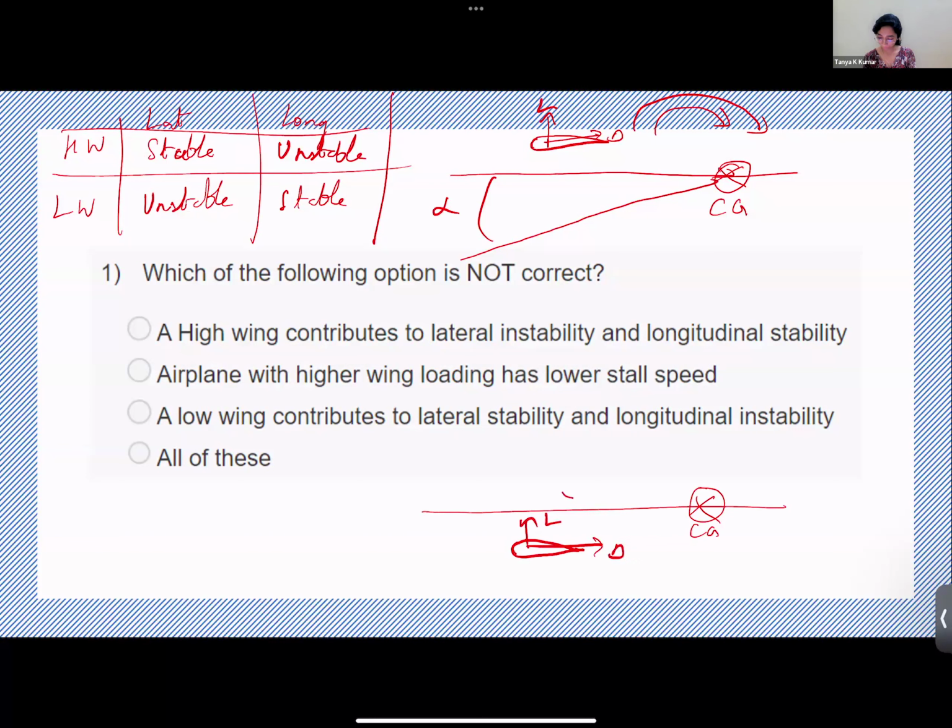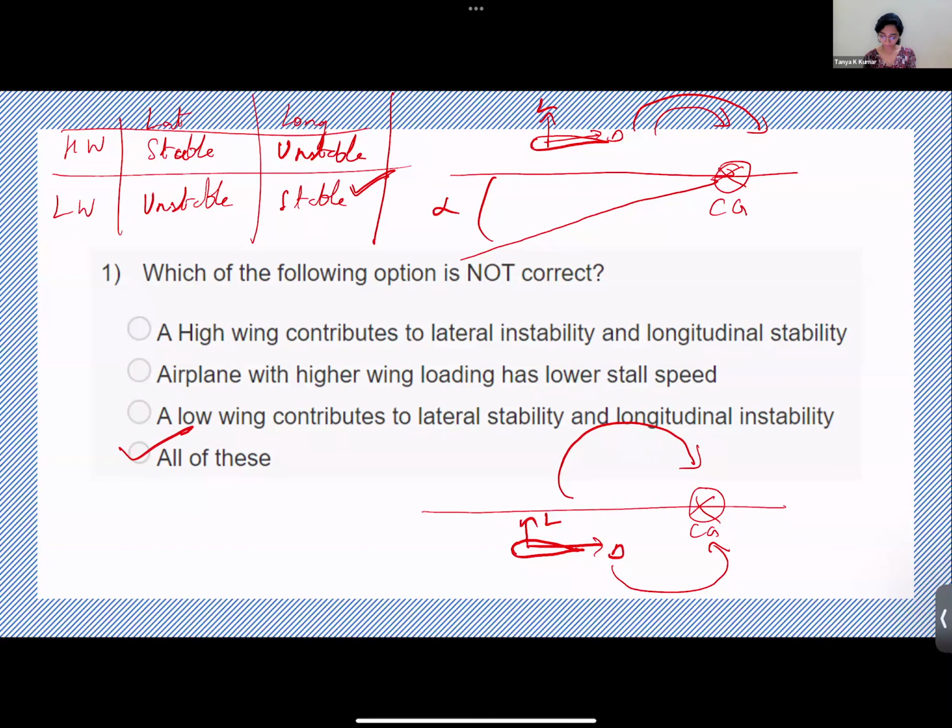So the lift again produces destabilizing moment. What about drag? It produces a stabilizing, restorative moment. So the low wing configuration is more stable when compared to high wing configuration in the longitudinal dynamics. So low wing is more stable for longitudinal stability. This is why all these three statements are incorrect. So all the above are incorrect.